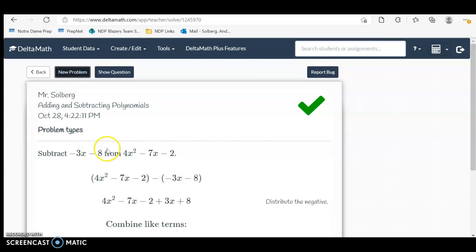So remember, subtract from means take this entire thing away. So make sure to distribute. So you see plus 3x and then a plus 8. So change the sign of everything in the second.